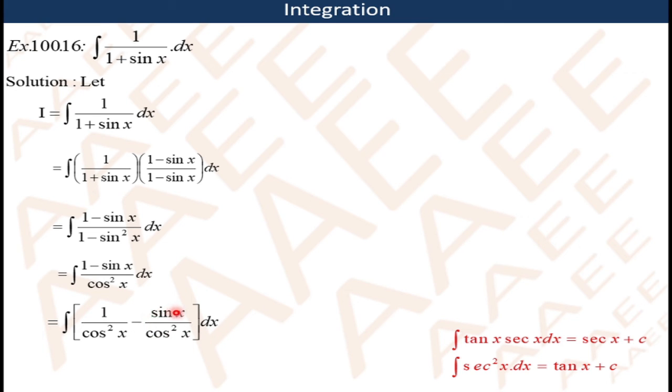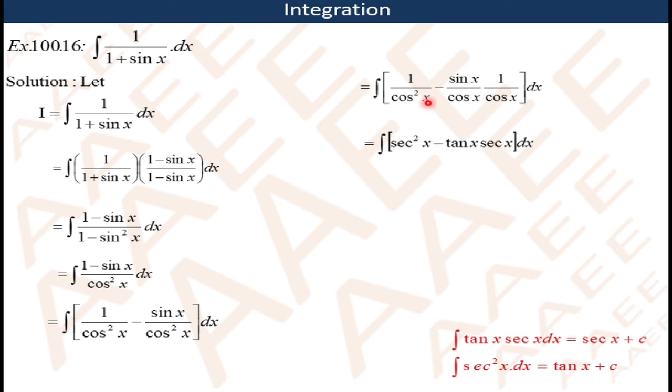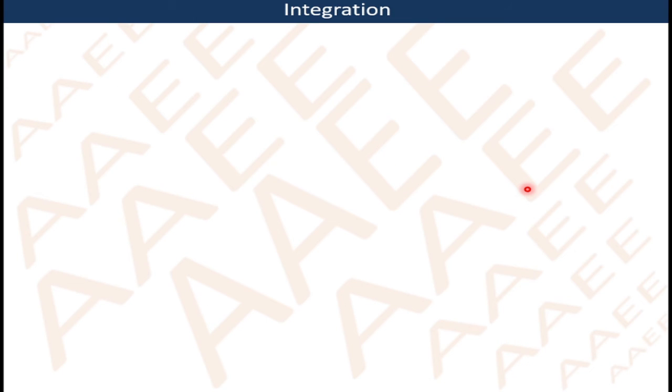Again this term can be split like this, sin of x upon cos of x into 1 upon cos of x, and you will get there integration of 1 upon cos square x minus sin of x upon cos of x into 1 upon cos of x dx. But 1 upon cos square x is sec square x, this one is tan of x, and 1 upon cos of x is sec of x, and that one will be the integration of sec square x minus tan of x into sec of x dx. And hence integration of sec square x is tan of x, and integration of tan of x into sec of x is sec of x plus constant of integration c, and this one is the required answer.